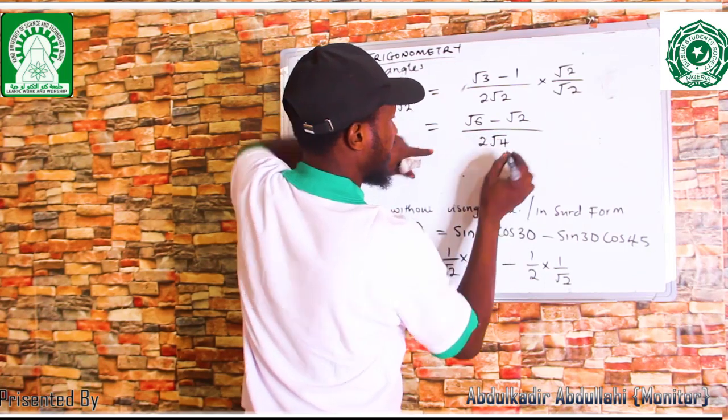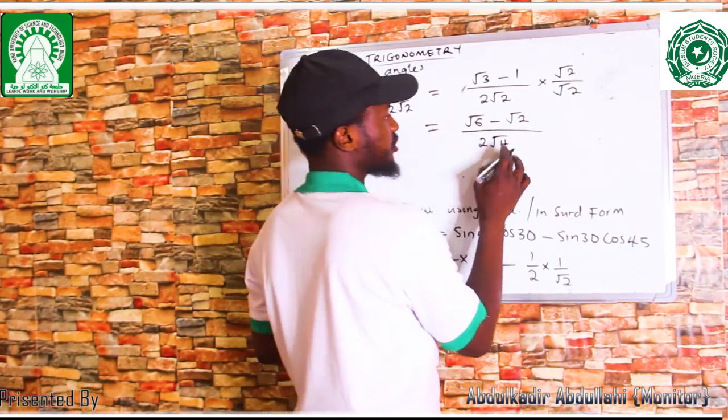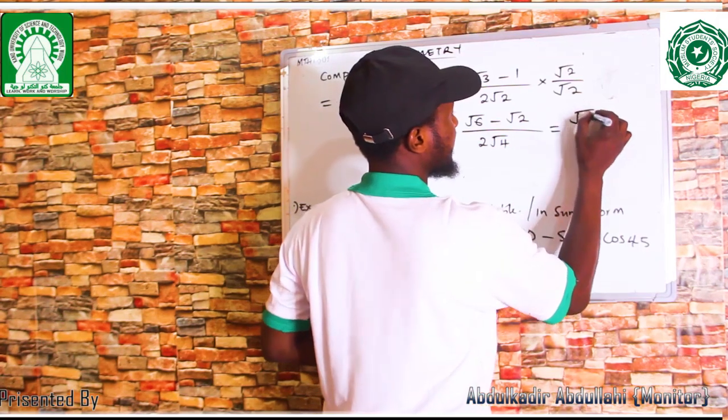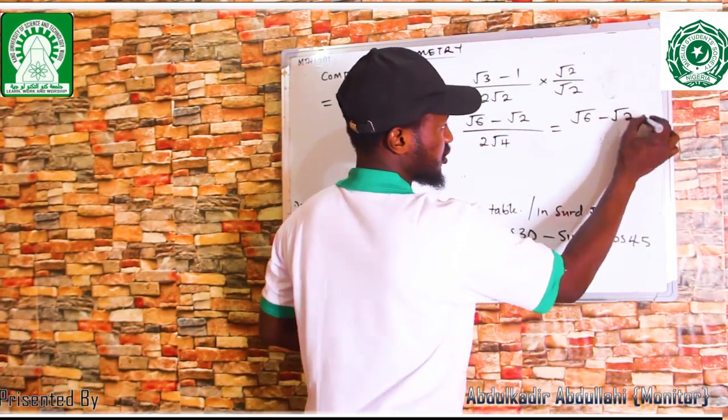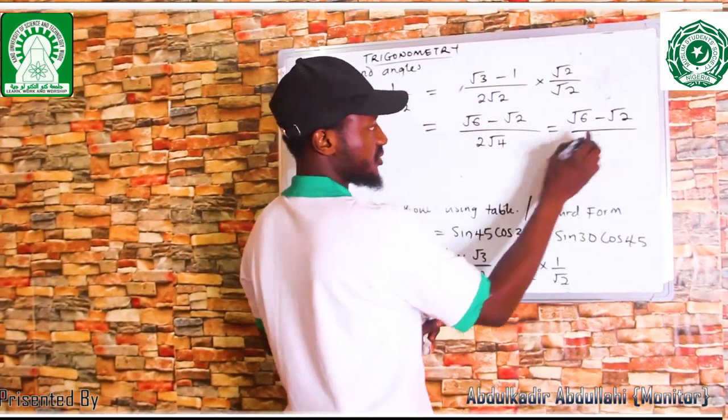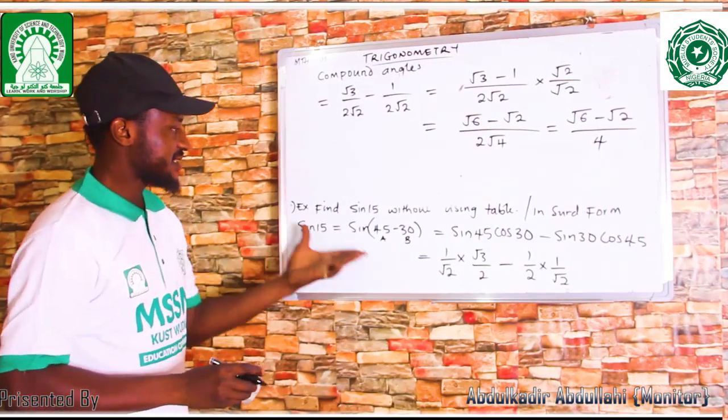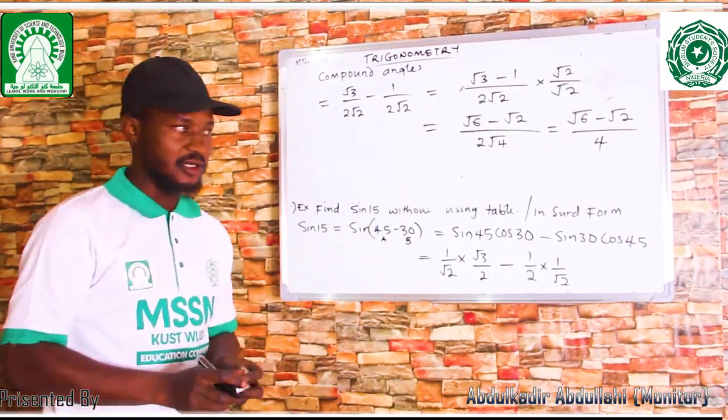2 root 4. And root 4 here is 2. 2 times 2 is 4. So at last, we are going to have root 6 minus root 2 all over 2 times 2, which is 4. That is sine 15 in surd form.